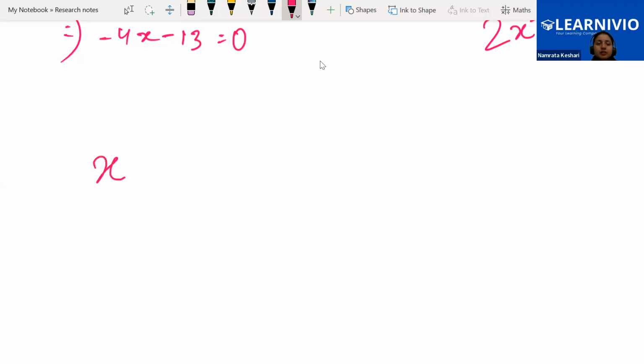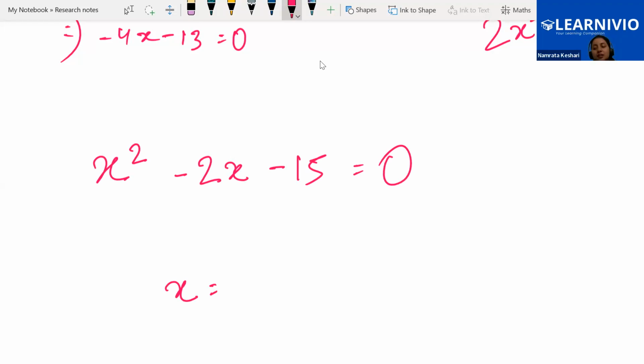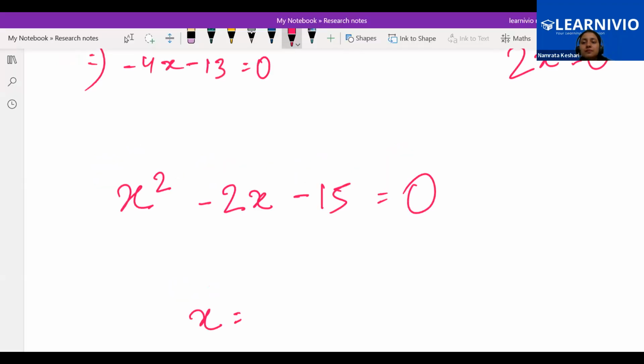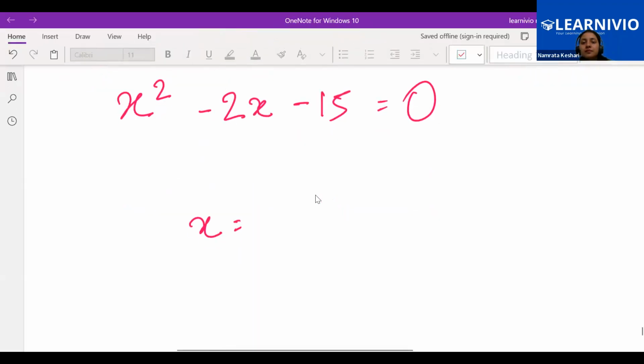If we have an equation x square minus 2x minus 15 equal to 0, we have to find the x value. Okay, how? By splitting the middle term. Now you all know how to split the middle term. Say yes or no. Yes, ma'am.